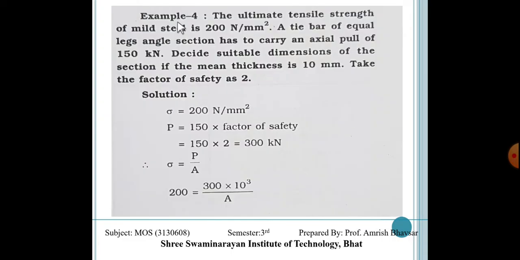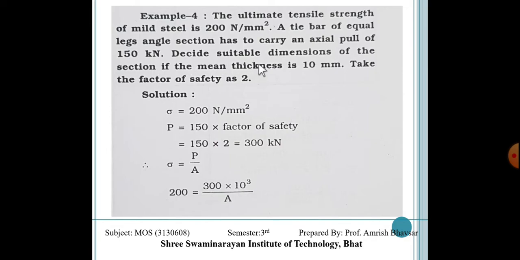Next case: the ultimate tensile strength of a mild steel is 200 Newton per mm square. Strength is a stress, so the stress given over here is 200 Newton per mm square. A tie bar of equal leg angle section has to carry an axial pull of 150 kilonewton.